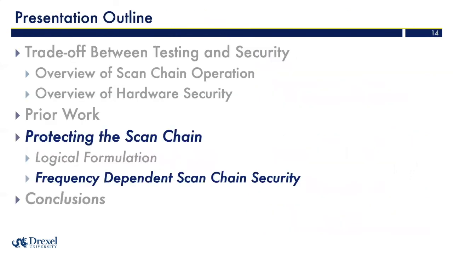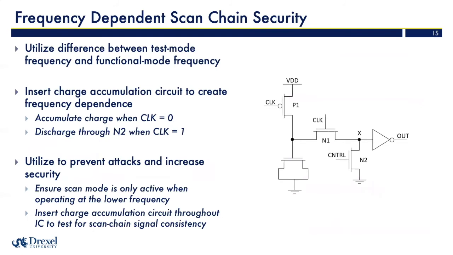Additionally, we can look at ways to utilize the difference between the frequency of scan chain operation and functional operation. To do that, we designed a charge accumulation-based circuit. In this case, it'll accumulate charge when the clock is equal to 0 and discharge through the transistor N2 when clock is equal to 1. And then we can use this to detect attacks within the circuit and ensure that scan mode is only active when operating at the intended scan mode frequency.